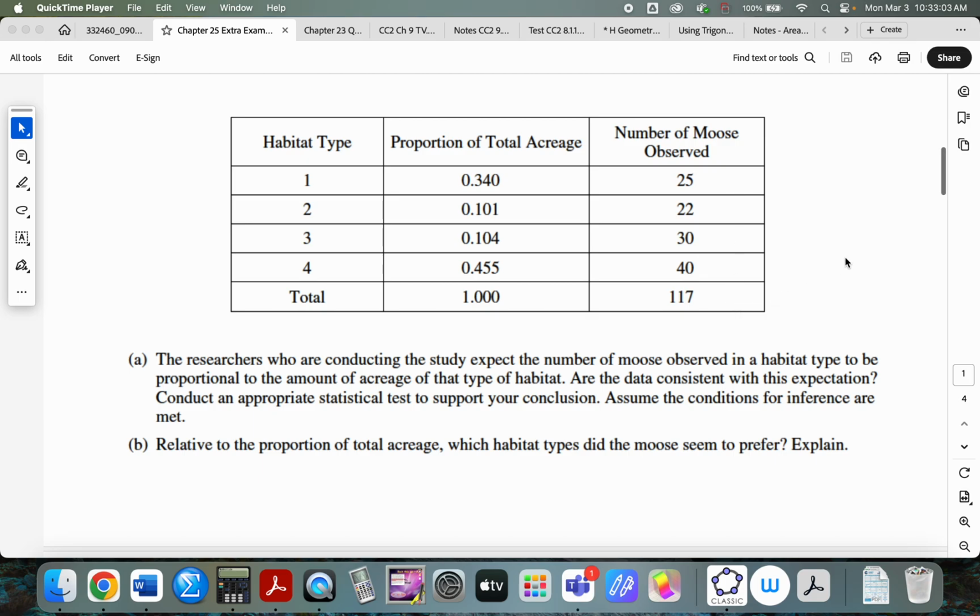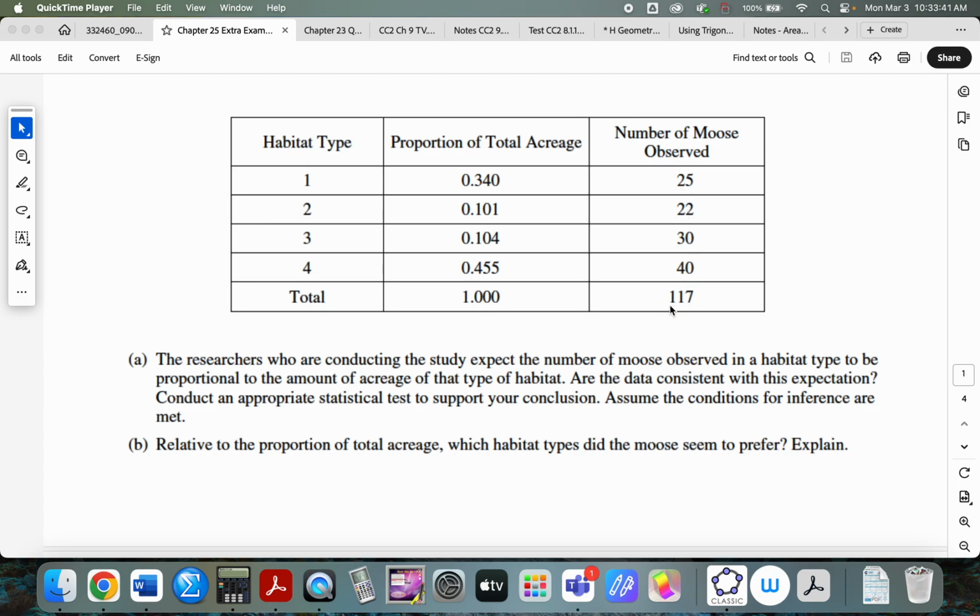of moose observed. So part A, the researchers who are conducting the study expect the number of moose observed in a habitat type to be proportional to the amount of acreage of that type of habitat. Are the data consistent with this expectation? Conduct an appropriate statistical test to support your conclusion. Assume the conditions for inference were met. Well, that's nice. Okay.